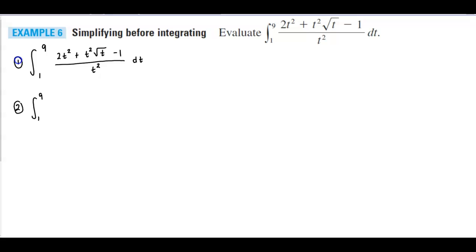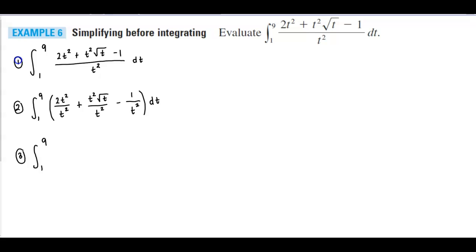So that means we're going to have parentheses 2t squared over t squared plus t squared times the square root of t over t squared minus 1 over t squared, and that's dt. Okay, and then let's simplify it a little more.